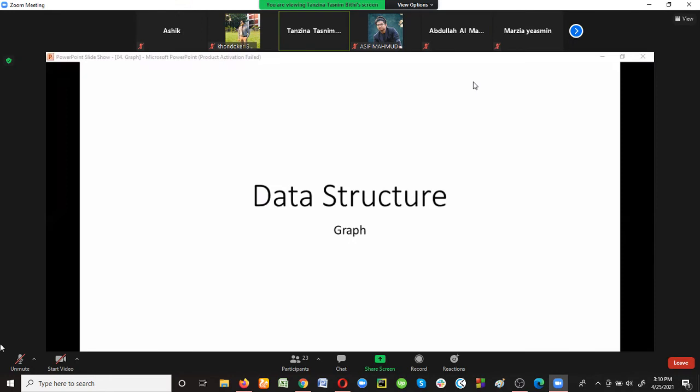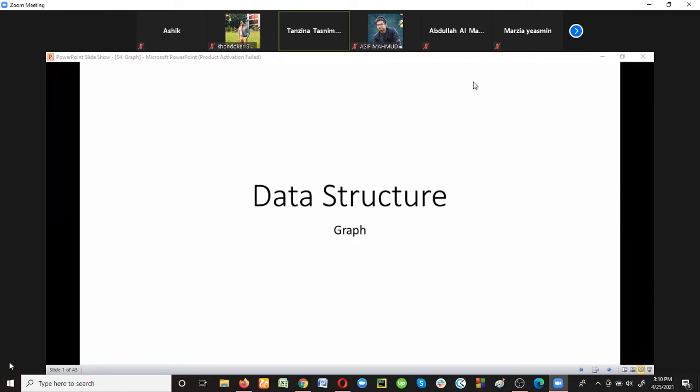Our last data structure was graph, right? Maybe we discussed a few topics from graph, and then we started some sorting algorithms, that is merge sort, quick sort, and then we discussed tower of Hanoi. So we can again start graph. From graph, how many topics did we discuss?